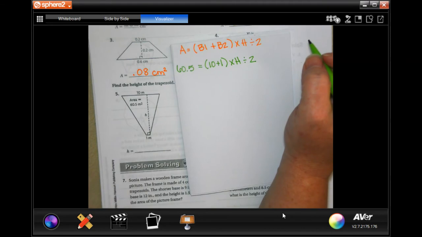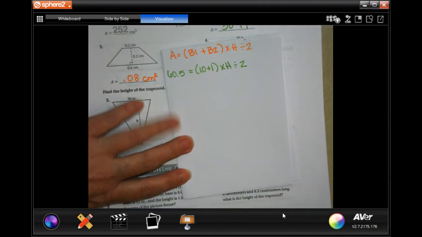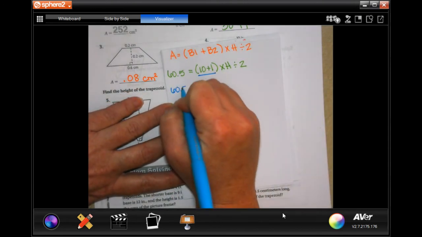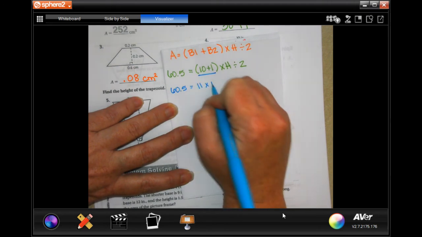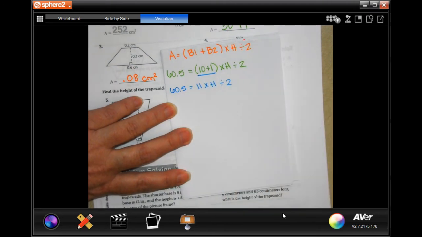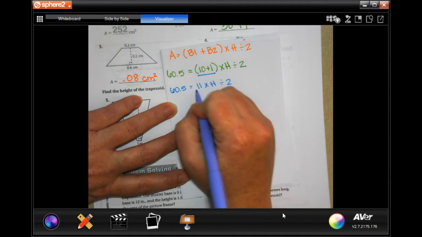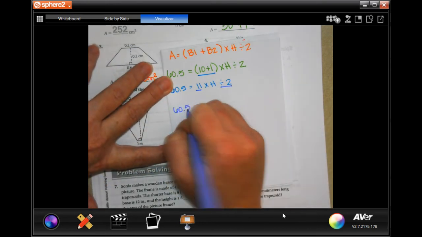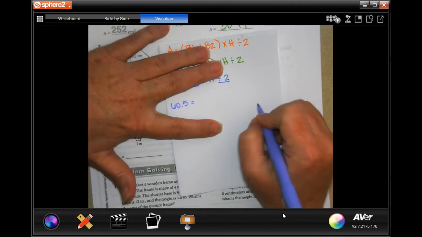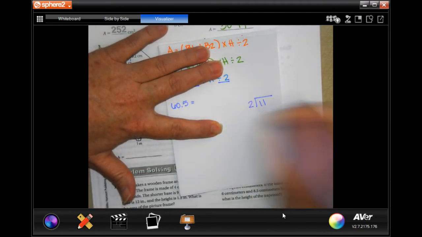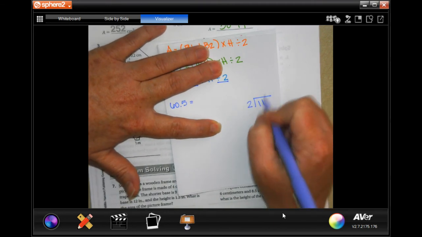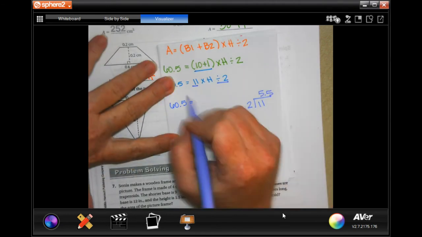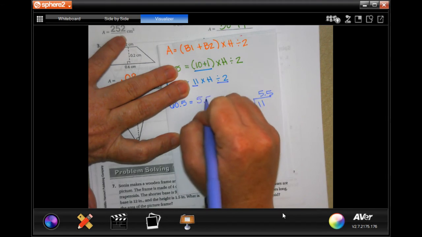Now, time to combine our like terms first. So 60.5 equals 11 times the height divided by 2. Still combining like terms, I'm going to do 11 divided by 2. I know that's 5.5. You can absolutely do that out if you want. So 60.5 equals 5.5 times h.